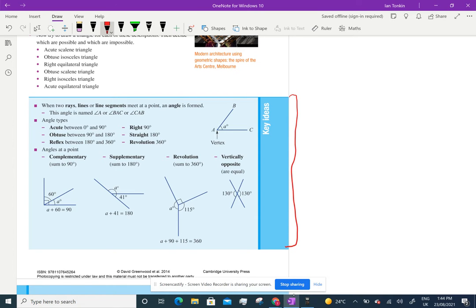Make sure you know rays, lines, and segments, angles, how to write the name of an angle, the different types of angles that you can have, what angles at a point mean, what complementary means, what supplementary means, what a revolution means, and what vertically opposite means.